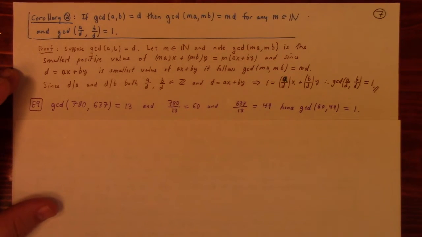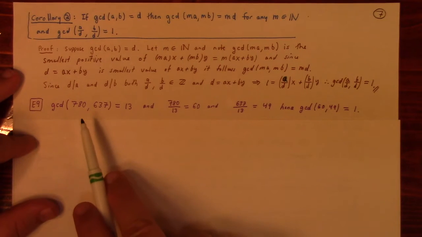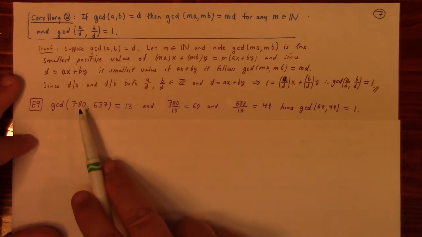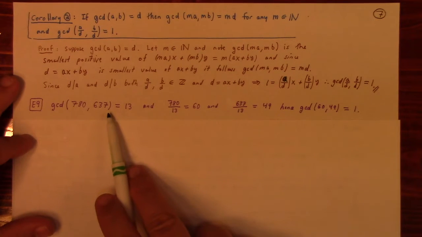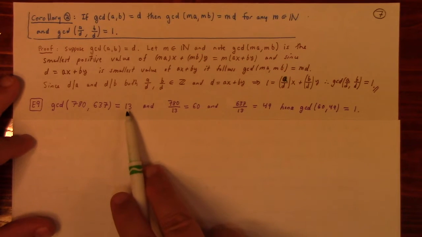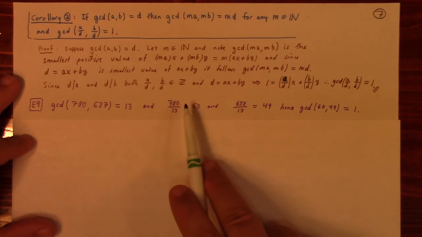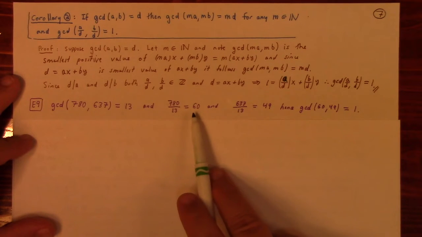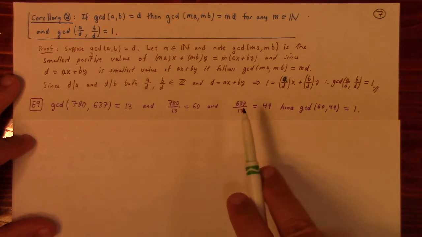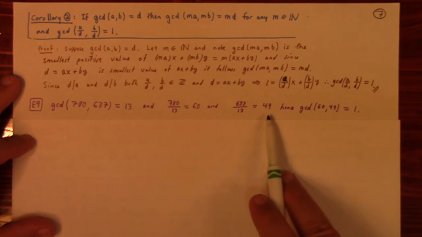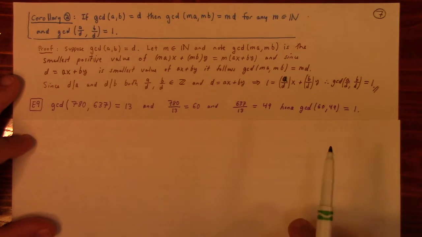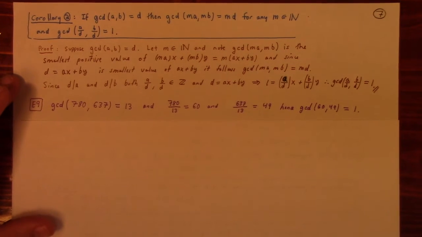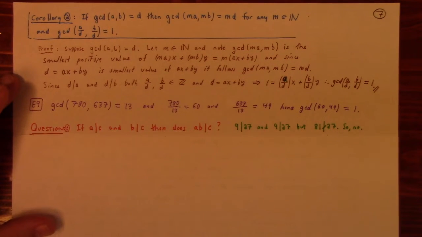Here's an example of that. Suppose we look at the greatest common divisor of 780 and 637. I don't think it's altogether obvious, but it's 13, all right? And 780 over 13 is 60, and 637 over 13 is 49. And so the GCD of 60 and 49 is 1. So that's kind of neat to see that corollary in action, right?